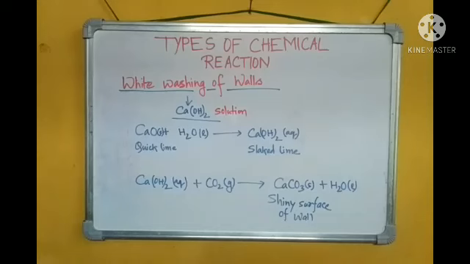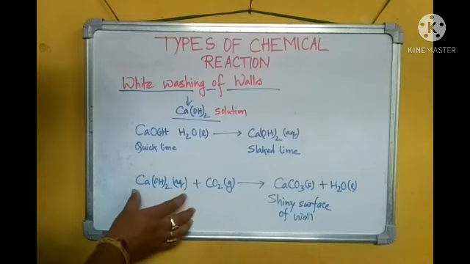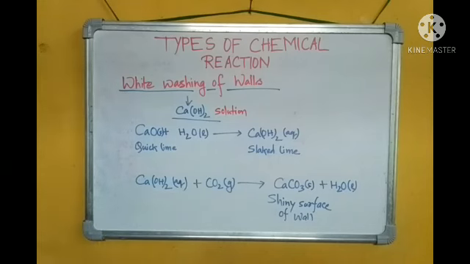Once the wall is whitewashed with calcium hydroxide and we let it dry, the carbon dioxide present in the air reacts with the calcium hydroxide on the walls, and they form calcium carbonate. This calcium carbonate, which is solid, gives the shiny surface of the wall. So while writing the answer, you also have to mention these two chemical equations.